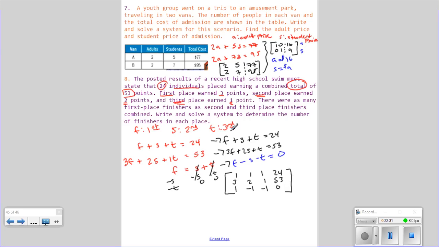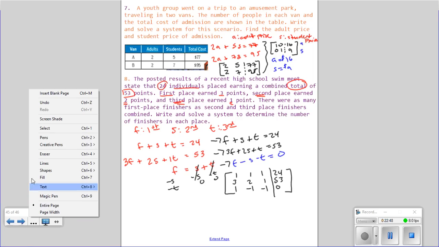So as long as your variables are in that order when you set it up in the matrix, when you see your output, your variables will be in that same order. F first, then S, then T. So remember that when we put it into the calculator.